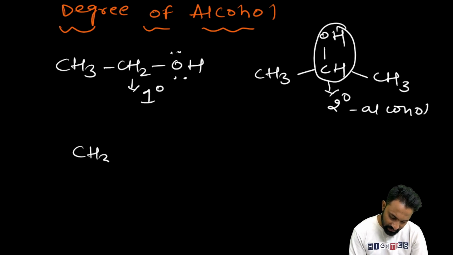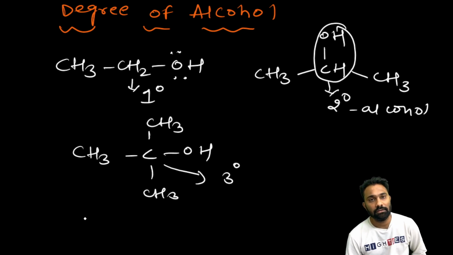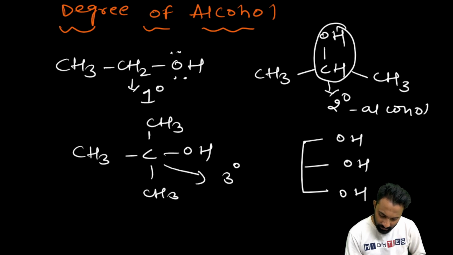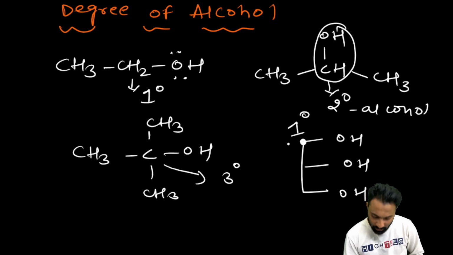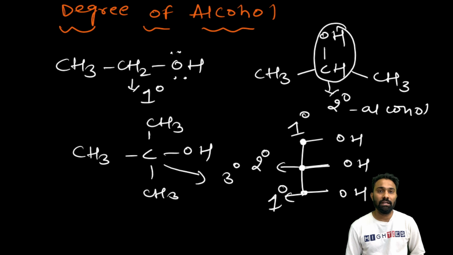Next, CH3, CH3, this is OH and this is CH3. Now this OH is attached to the 3 degree carbon, so this is 3 degree alcohol. Clear? Now you can see here, the OH, here the OH, here the OH, if it is given. Now, which one is this? This is 1 degree alcohol because it is attached with only one carbon. Now this one is a 2 degree alcohol because it is attached with 2 carbons, and this is 1 degree alcohol.